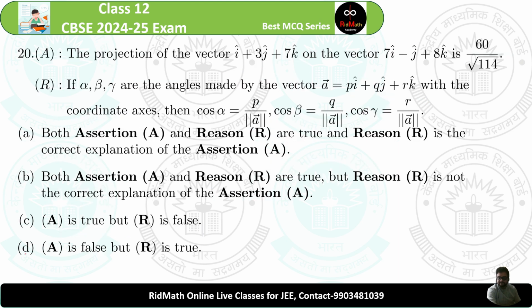Okay, next problem. Problem number 20. The projection of this vector on this vector is 60 by root over 114, and if alpha, beta, gamma are the angles made by this vector with the coordinate axes, then cos alpha, cos beta and cos gamma. This is also correct. And we have to check this one.